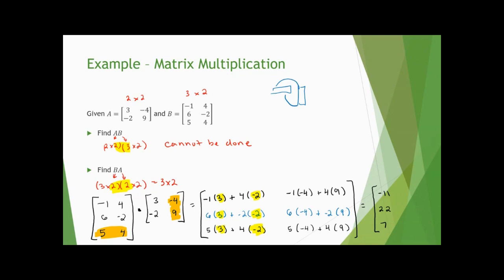Then I can go to the next column. I have -1 times -4 plus 4 times 9. That top right gives me 40. Then I have 6 times -4 plus -2 times 9, which is -42. Then 5 times -4 plus 4 times 9, and I get 16. So now my final answer is a 3x2 matrix, 3 rows, 2 columns.